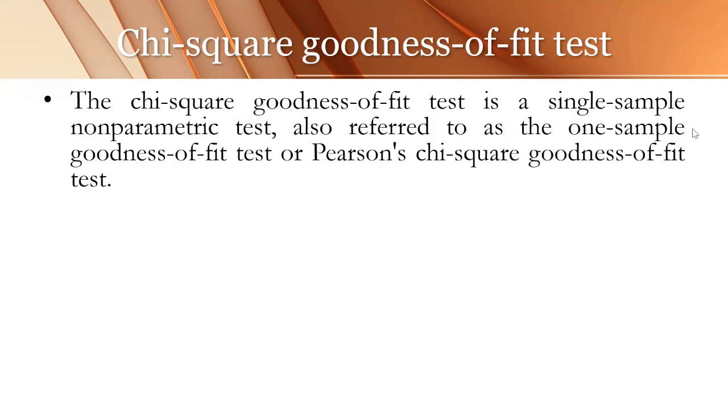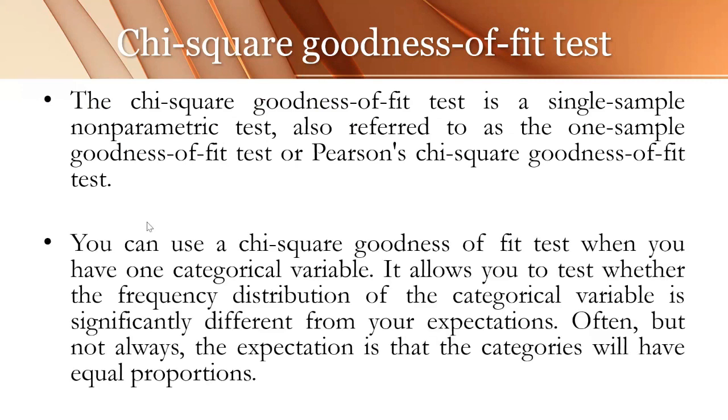After understanding the concept of chi-square test of independence, now the second one we are looking at is the chi-square goodness of fit test. Now, what is the difference between the first one and the second one? The chi-square goodness of fit test is a single sample non-parametric test, also referred to as one sample goodness of fit test, or Pearson chi-square goodness of fit test. You can use it when you have one categorical variable. It allows you to test whether the frequency distribution of the categorical variable is significantly different from your expectations. Often, but not always, the expectation is that the categories will have equal proportions.